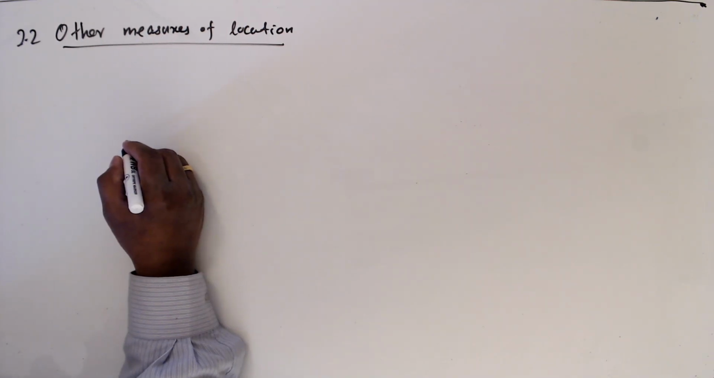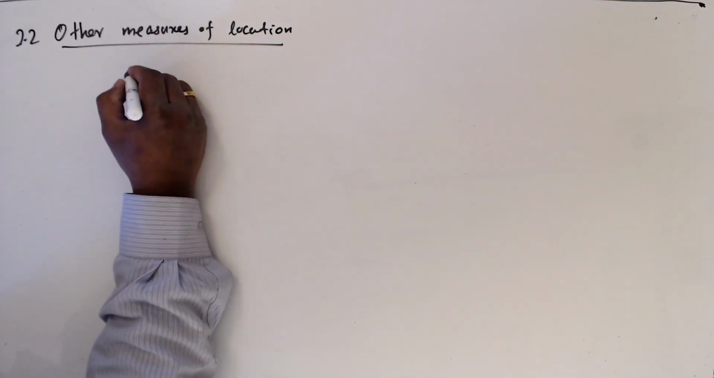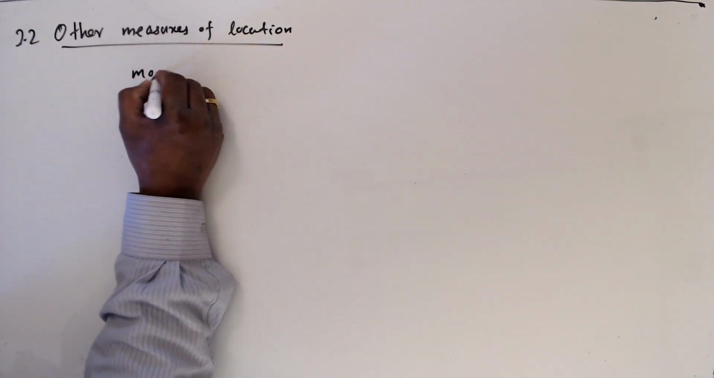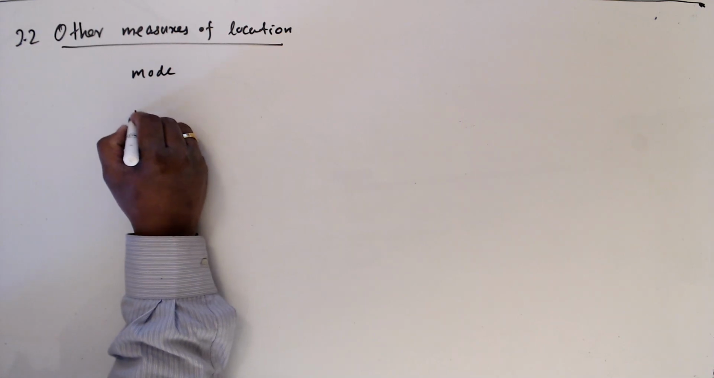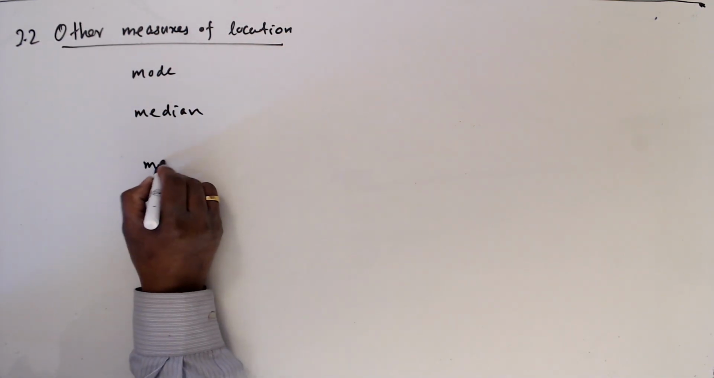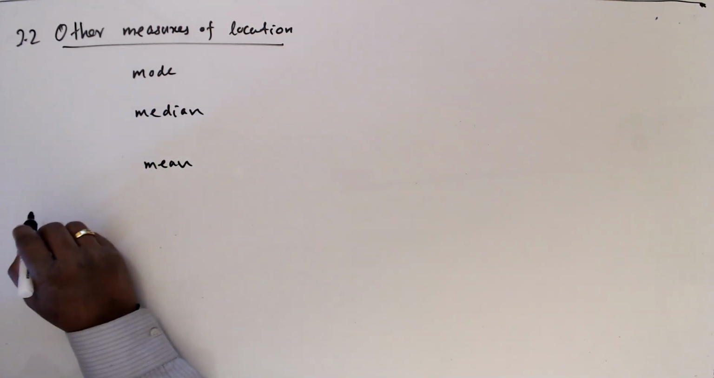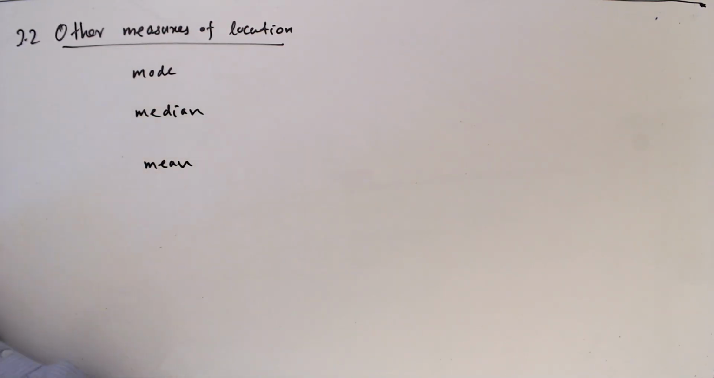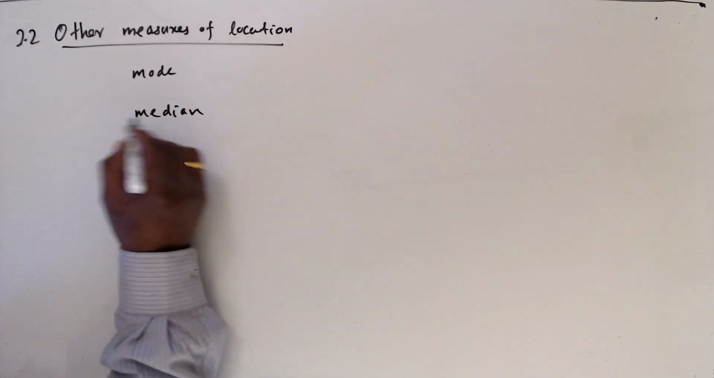2.2 Other measures of location. We already discussed mode, median, and mean. And we have to add another two for this.